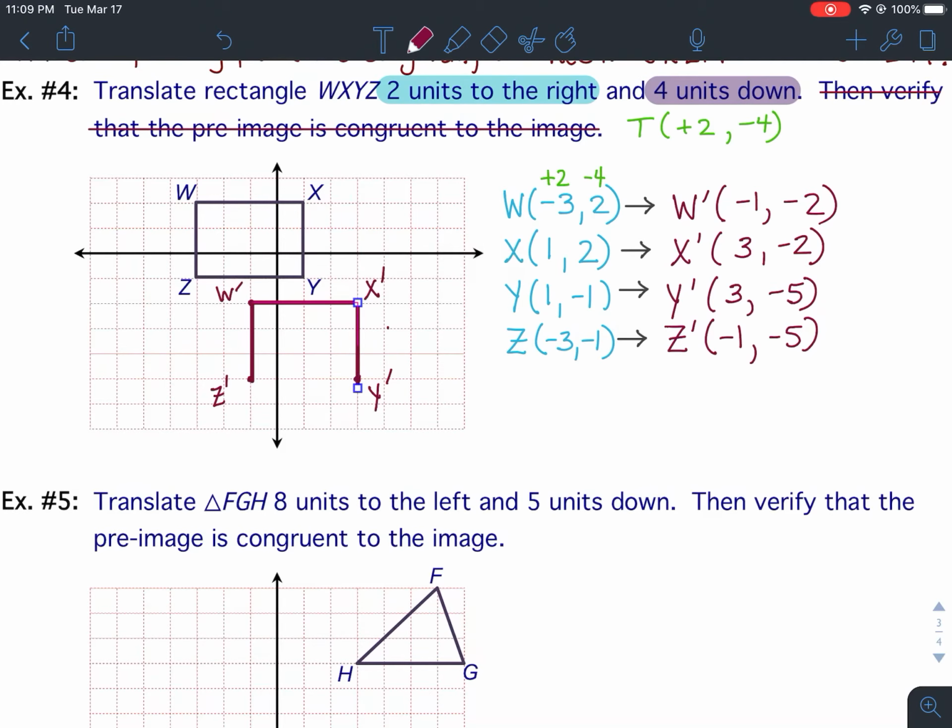Guys, it doesn't need to be perfect, just get it done. You get the point. Anyway, so let's just double check to make sure we're correct. Let's use the X points. 2 units to the right and 4 units down. That's 2 to the right, that's 4 down. Looks like we are correct. And again, you could do that with all 4 points. But that is how we would translate rectangle WXYZ 2 units to the right and 4 units down.